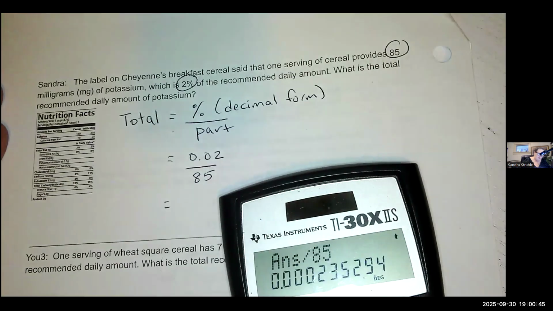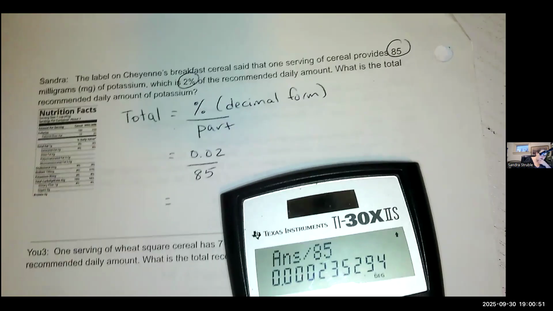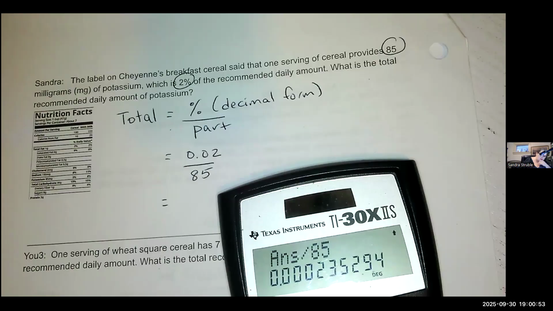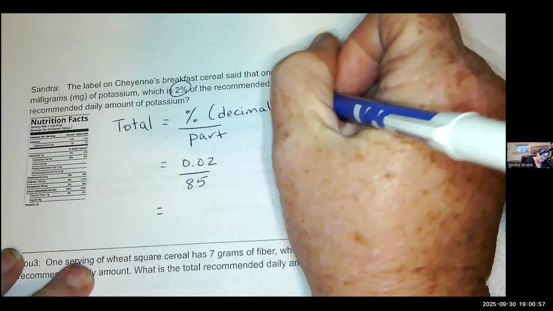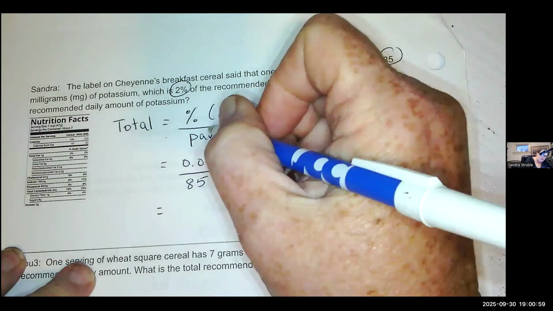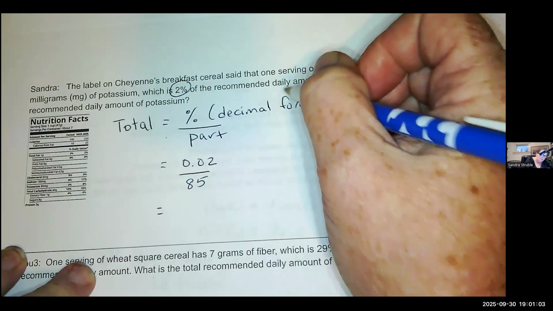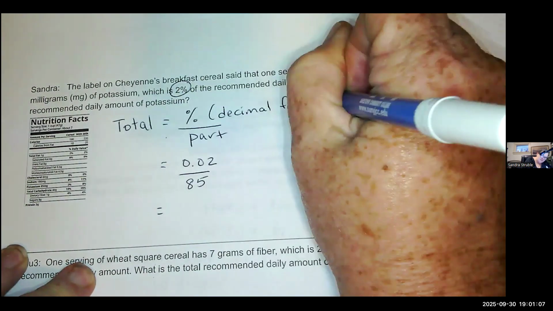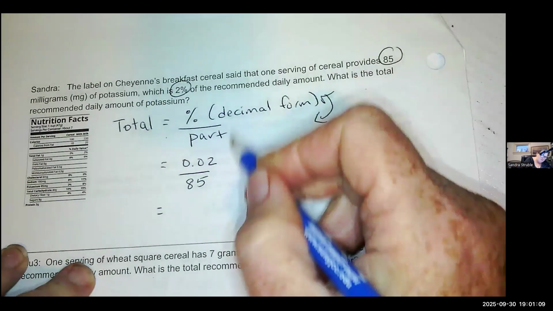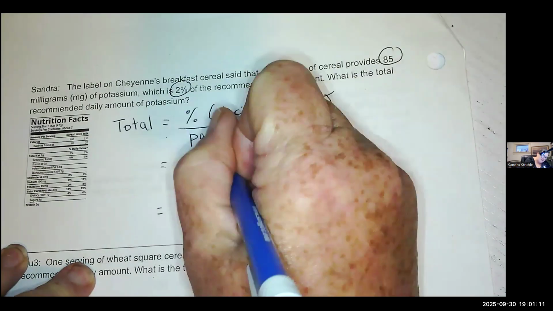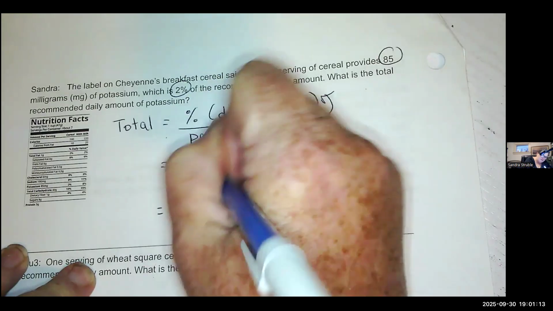Percent times whole equals part. Well, that's not right. I think I did this wrong, because it's percent of total is equal to part. It's not part times total. So let me back up here. Hold on, I'm making mistakes. Part is equal to percent times the total, so total should be the part divided by the percent. It should be flipped. I'm sorry, I had these mixed up. It should be part divided by the percent.